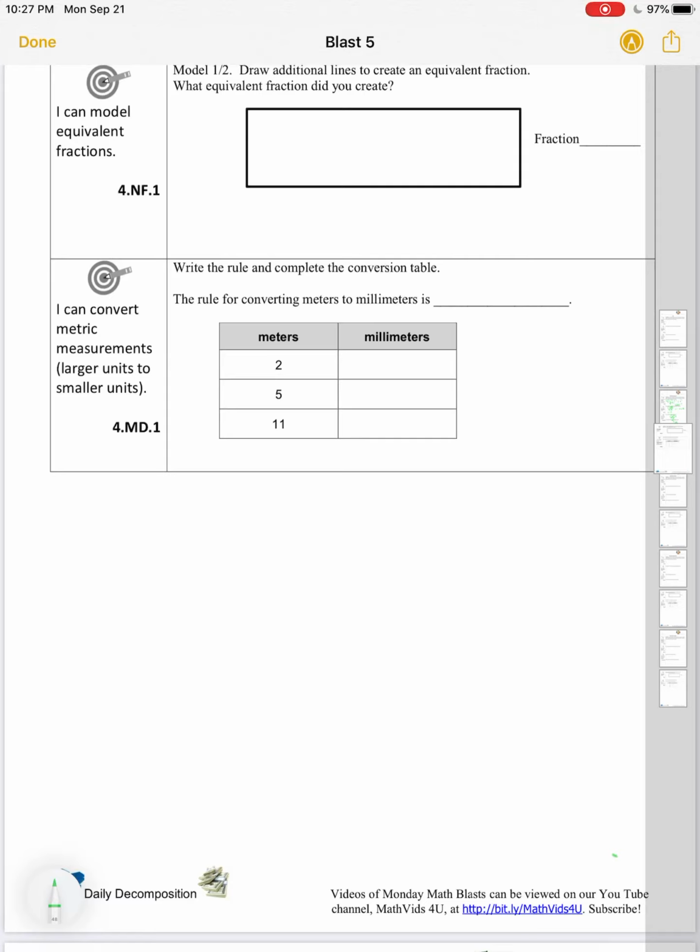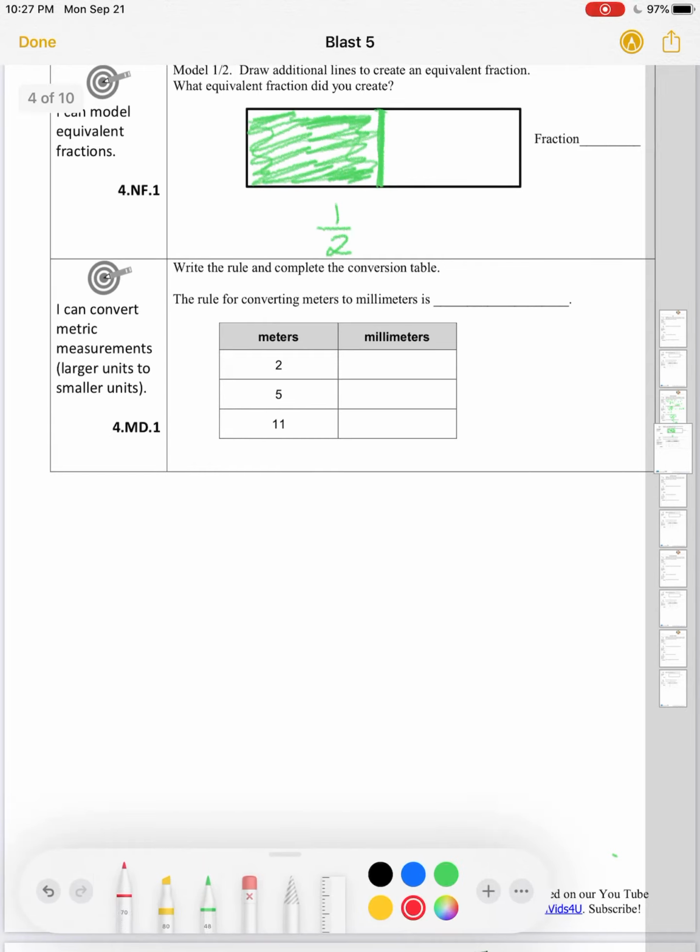I can model equivalent fractions. Model 1/2. Draw additional lines to create an equivalent fraction. What equivalent fraction did you create? So I'm going to model 1/2 by taking the whole and breaking it into 2 equal parts. So keep in mind the denominator in my fraction tells me how many equal parts are in the whole. I'm going to shade in one of those 2 parts. So now I have modeled 1/2.